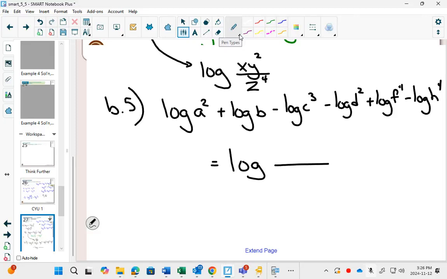How many are added? The A squared, the B, and the F to the 4th. So we're going to get an A squared, a B, and an F to the 4th in our numerator. How many are subtracted? The C cubed, the D squared, and the H to the 4. So I'm going to have a C cubed, a D squared, and an H to the 4 in my denominator. And that's way better than just putting 2 together at a time and having to write over and over and over again.